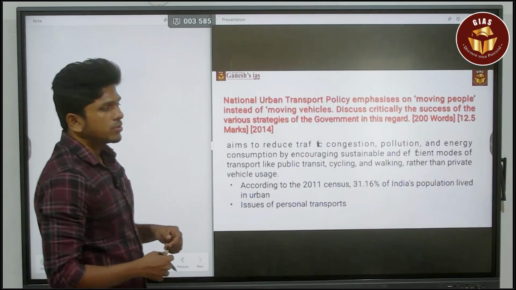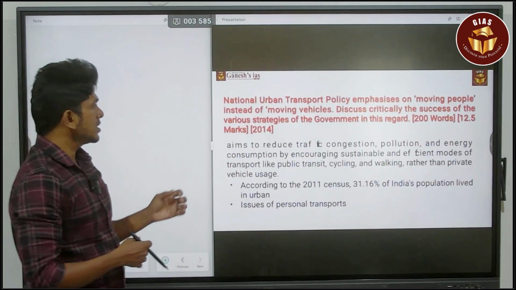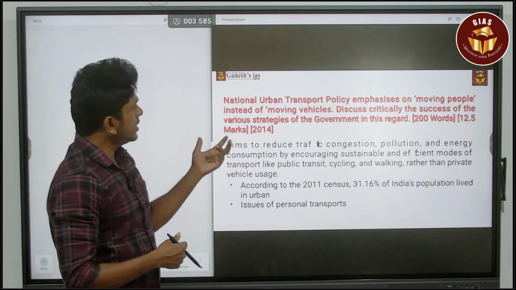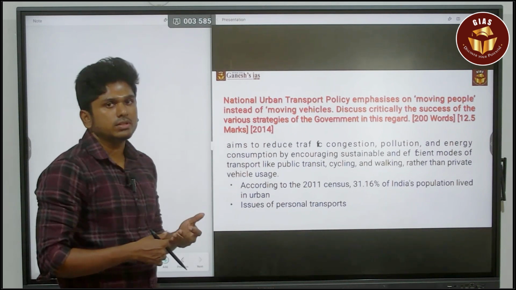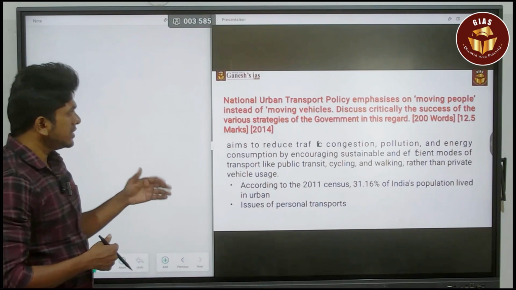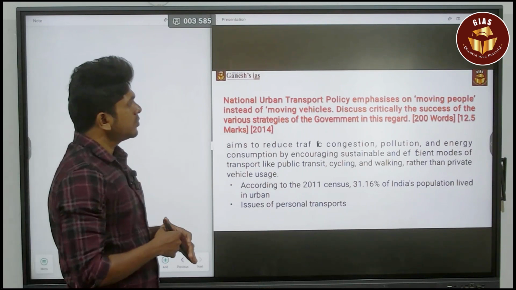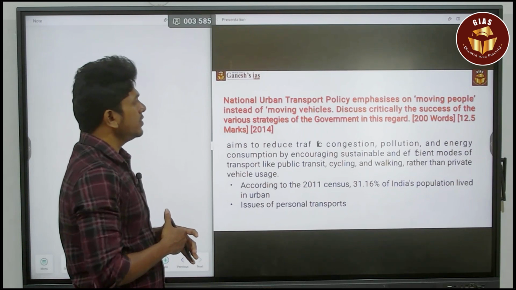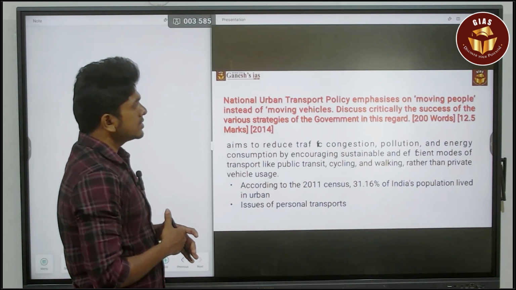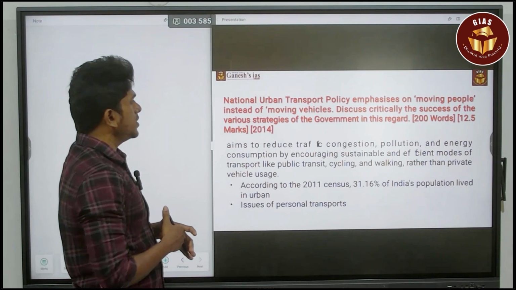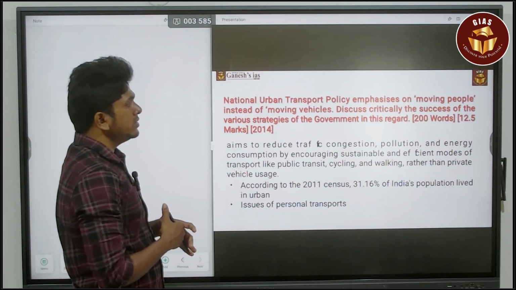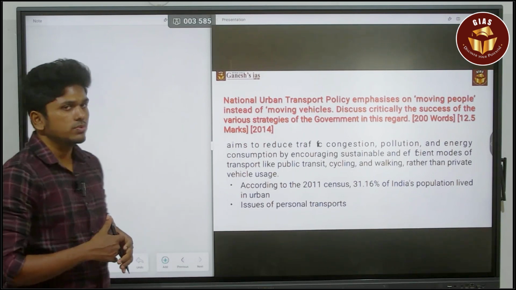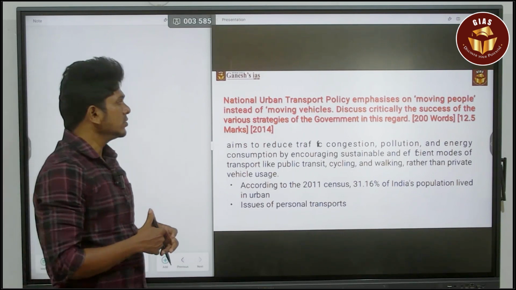Yes, the question was asked in 2014. The question is about the National Urban Transport Policy. First of all, we will discuss the question. National Urban Transport Policy emphasizes moving people instead of moving vehicles. Discuss critically the success of the various strategies of the government in this regard. It is a 12.5 mark question, 200 words, and they asked it in 2014.